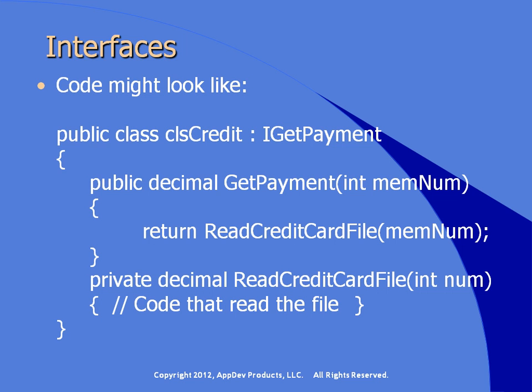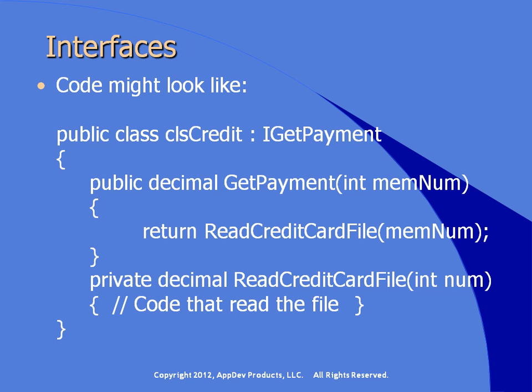Now, here we have an implementation of class credit using the IGetPayment interface. The first method that you see there, public decimal GetPayment(int memberNum), that's the one that says we're going to abide by the rules.